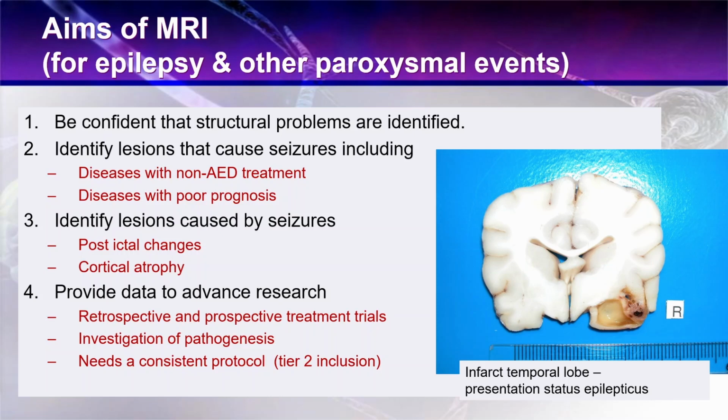And if we're going to do that, then we need to have a consistent protocol. And in the last epilepsy lecture, I talked about the tier 1 to 3 level of confidence. And it's likely that any dogs that would be included in prospective trials would have to have a tier 2 level of confidence. That is to say, to have an MRI scan and for it to be of appropriate quality, which means an epilepsy protocol.